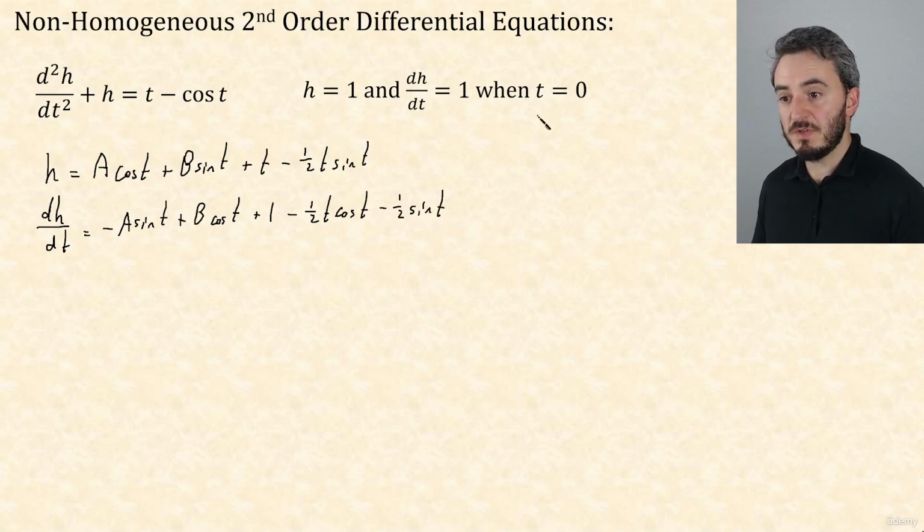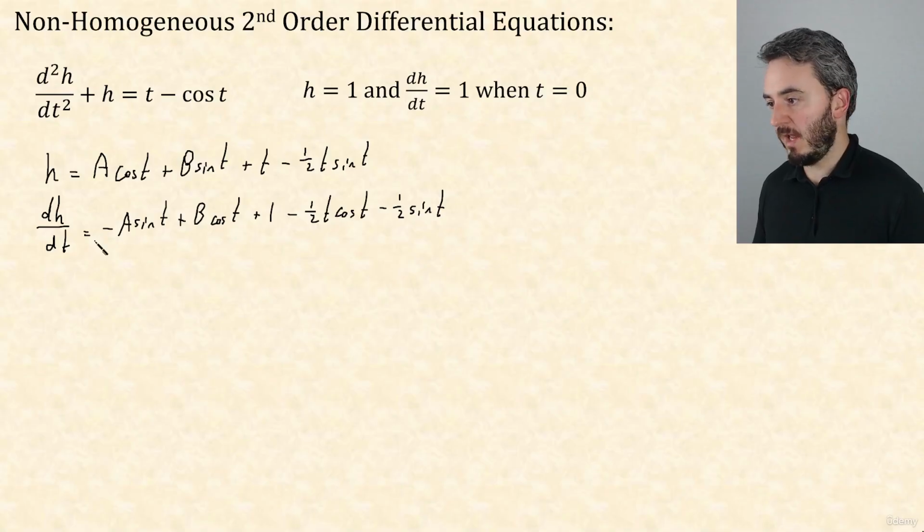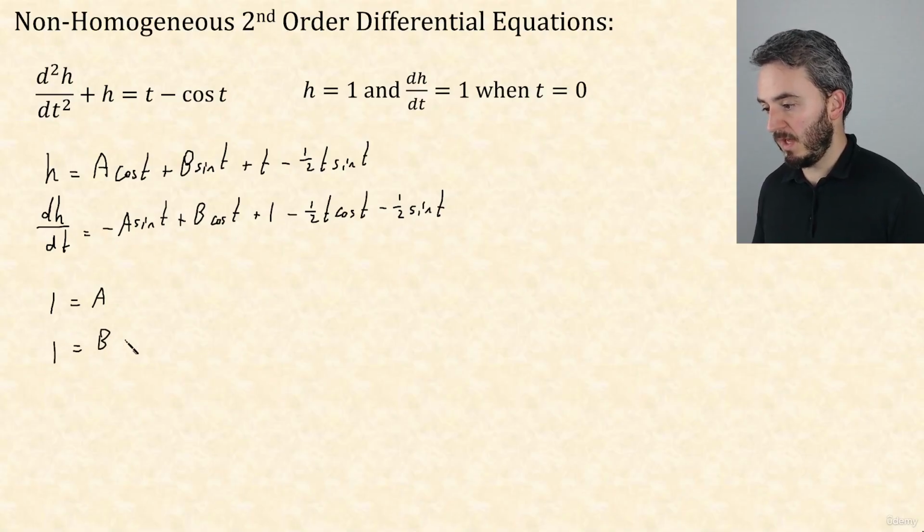All right, so subbing in these values. So t equals 0, h equals 1 gives me 1 equals a cos 0 plus b sine 0, which is 0, plus t, which is 0, and 1/2 times 0. So, okay, a equals 1 from that. Then dh by dt equals 1. So we also have 1 equals, sine 0 is 0, cos 0 is 1. So I've got a b there. I've got a 1 there. 1/2 t cos t is 0 because t is 0, and sine 0 is 0. So I've got this, and therefore b equals 0.